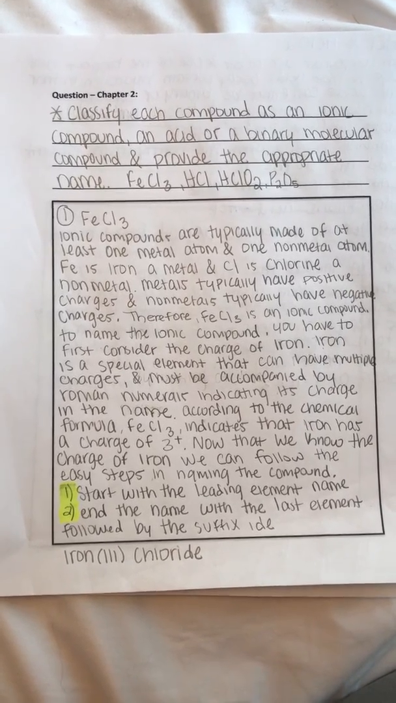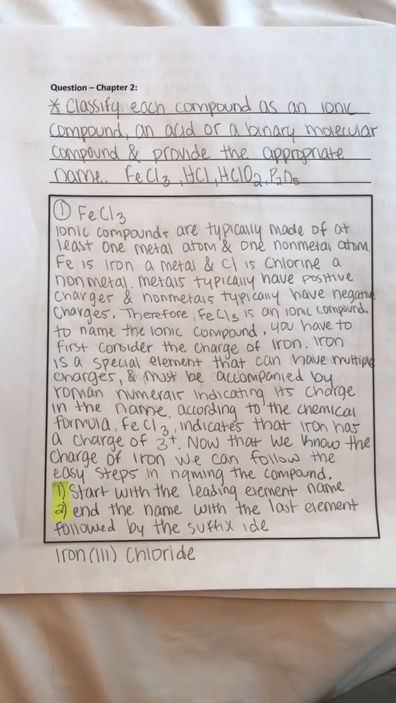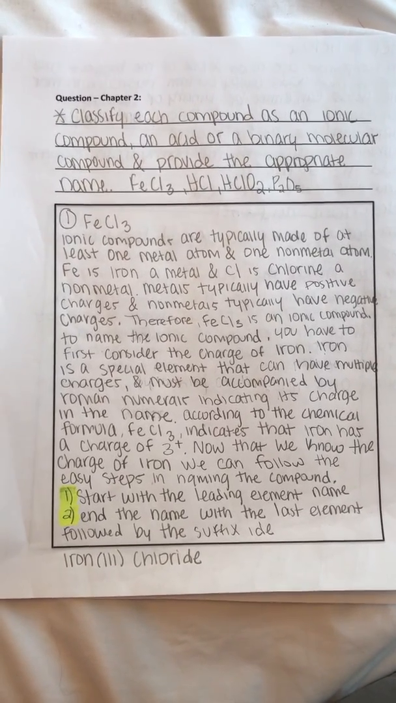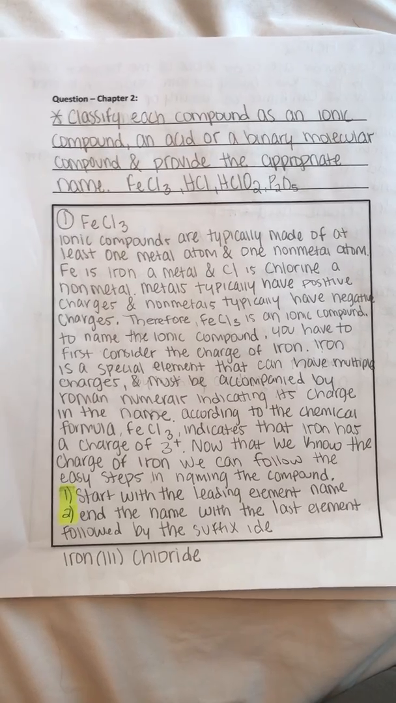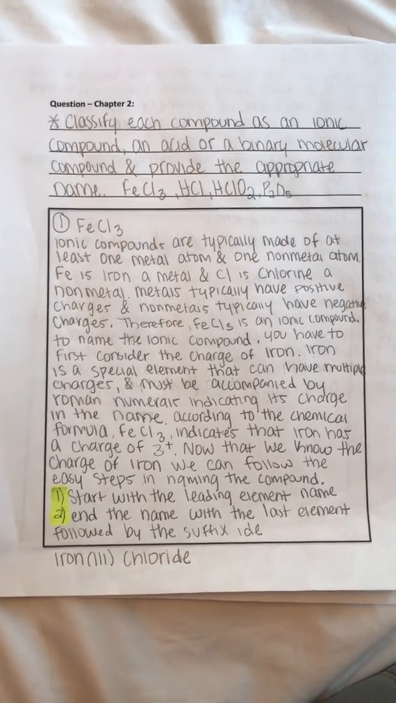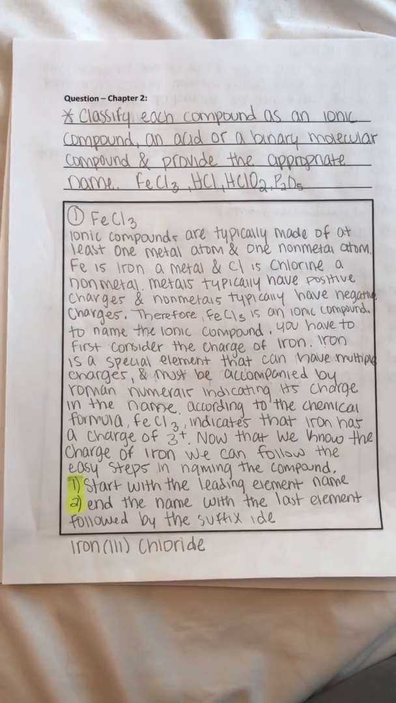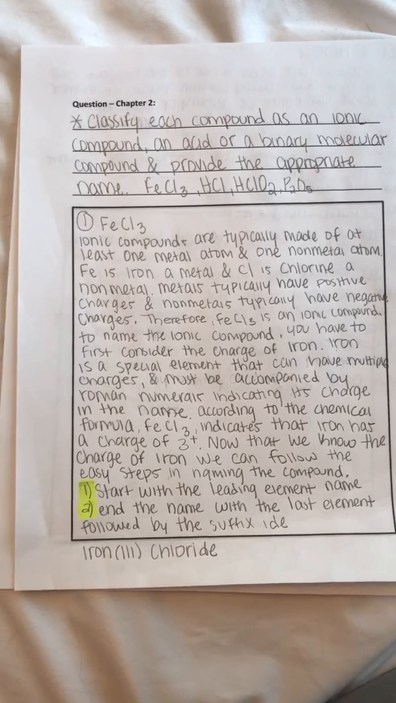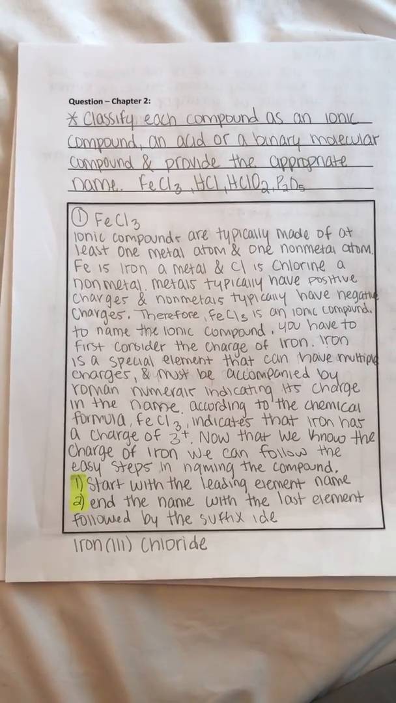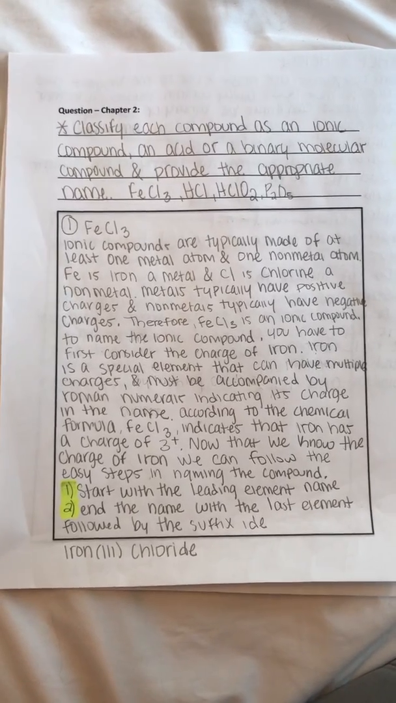The first compound in the list is FeCl3. Ionic compounds are typically made of at least one metal atom and one nonmetal atom. Iron is Fe, it's a metal, and chlorine is Cl, a nonmetal. Metals typically have positive charges and nonmetals typically have negative charges. Therefore, FeCl3 is an ionic compound.